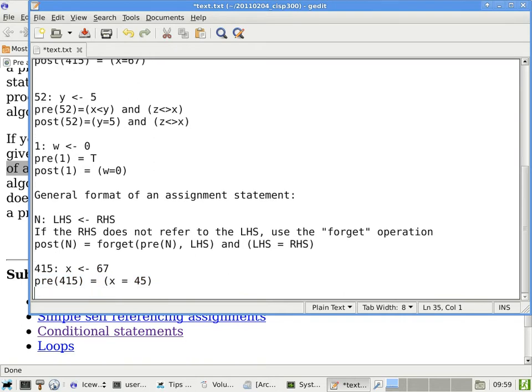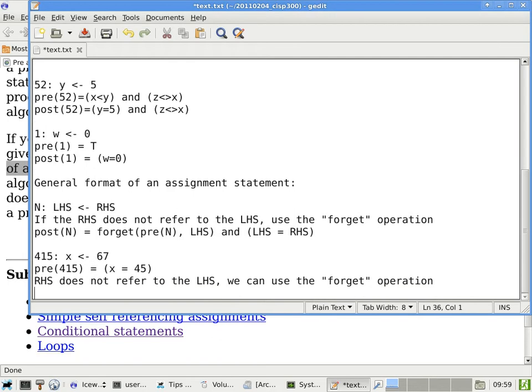We still have the same precondition. So when you want to find out the postcondition, the first thing you have to do is to ask, does the right-hand side refer to the left-hand side? The first thing I notice is the right-hand side does not refer to the left-hand side. We can use the forget operation. When you use the forget operation, it is a very mechanical process. You say the postcondition of the same line is the result of the forget operator applied to the precondition of that line. In this case, what is the left-hand side?